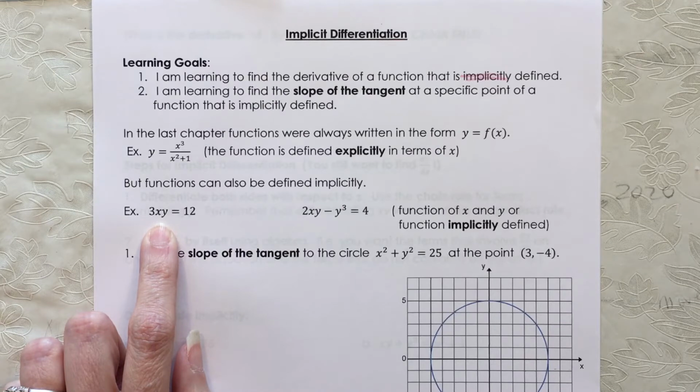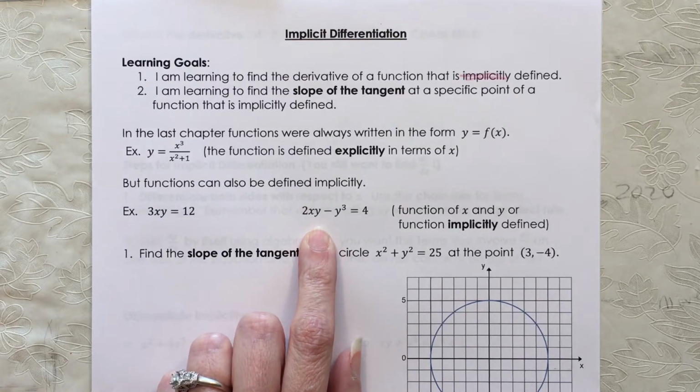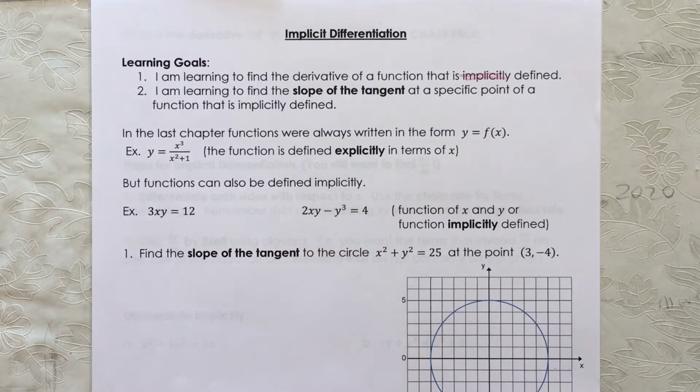And we could then use the power rule, which would work for this one. But in one like this, where it's 2xy minus y cubed equals 4, it would be harder to get y by itself because we have the y cubed and the y. So there is a way to find the slope of the tangent implicitly.